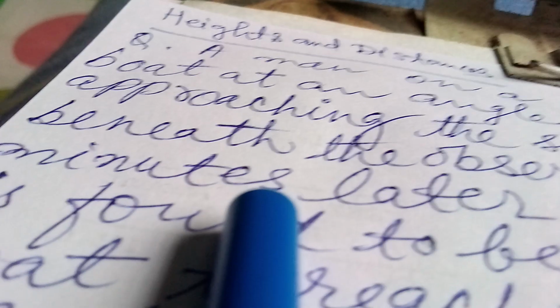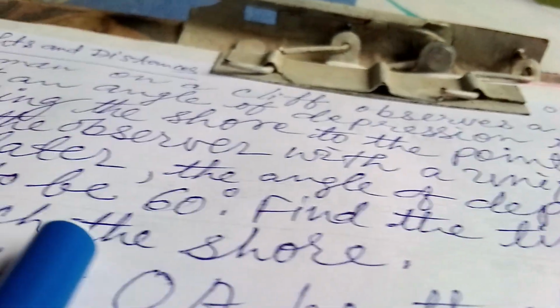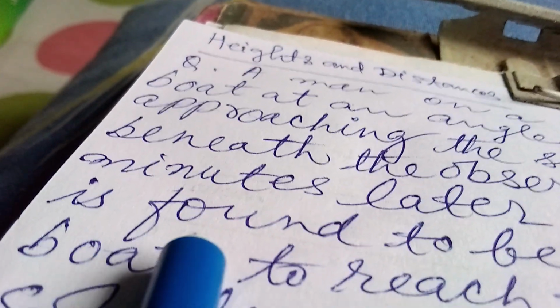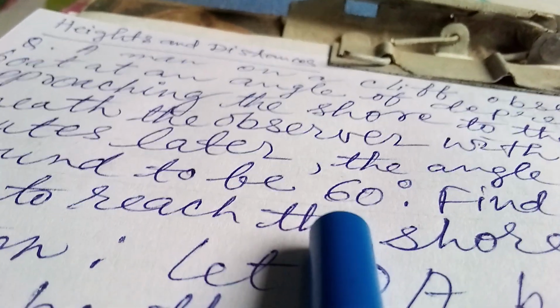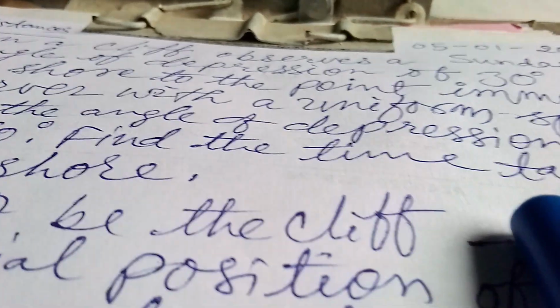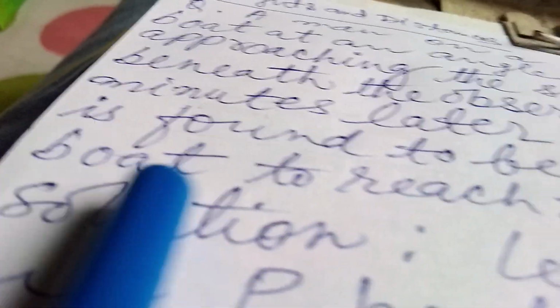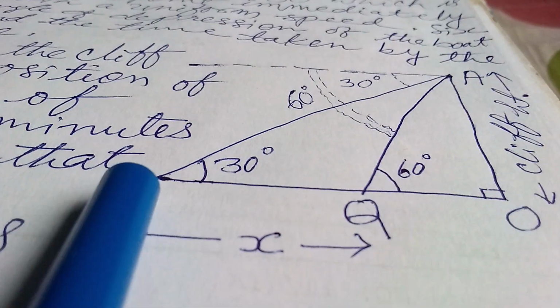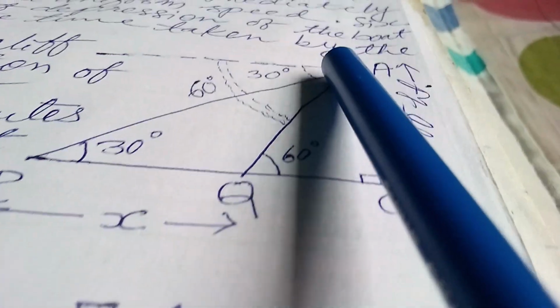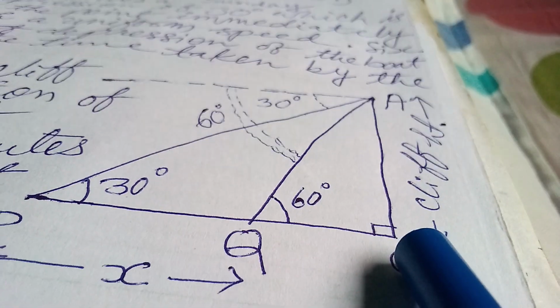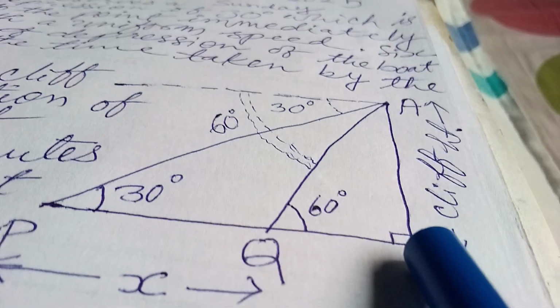6 minutes later, the angle of depression of the boat is found to be 60 degrees. Find the time taken by the boat to reach the shore. Here, this is the figure. Here, AO is the cliff height, or you can say O is the cliff.